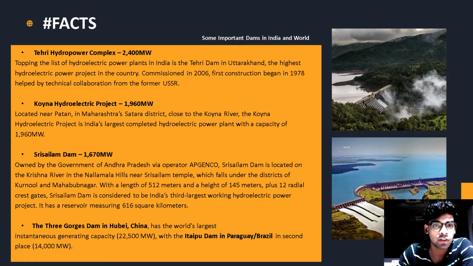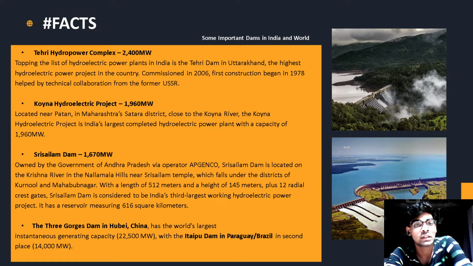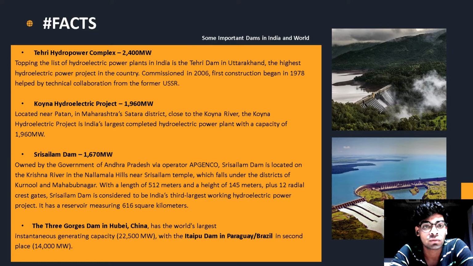Now let's gather some factual knowledge. There are some important dams in India and the world, some of which are Tehri Hydro Power Complex, which has the capability of generating 2400 megawatt of energy. Topping the list of hydroelectric power plants in India is the Tehri Dam in Uttarakhand, the highest hydroelectric power plant project in the country, commissioned in 2006. First construction began in 1978, helped by technical collaboration from the former USSR.